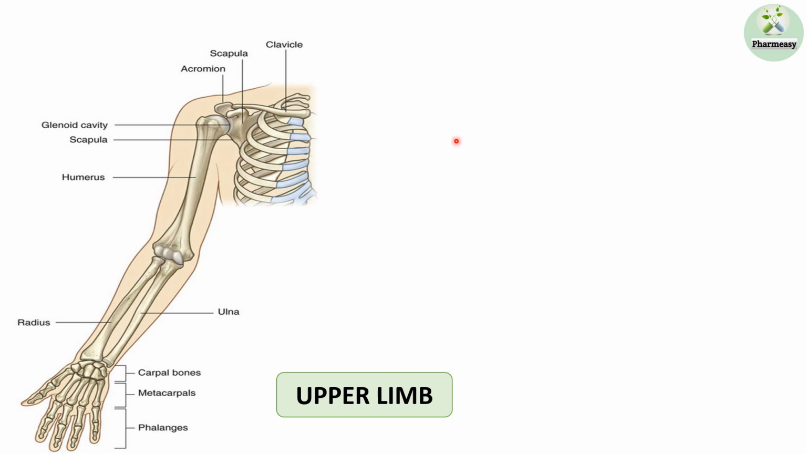Here, this is a figure of upper limb. This is the clavicle bone that is also known as the collar bone, and here is triangular shaped scapula bone. This is long bone of upper limb known as humerus. These are the two bones, that is radius and ulna. Radius bone is shorter but broader, and ulna is longer but thinner.